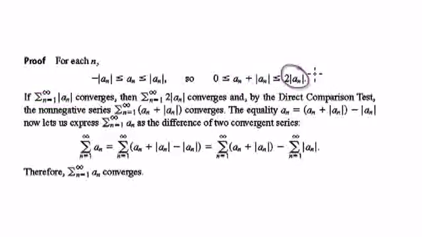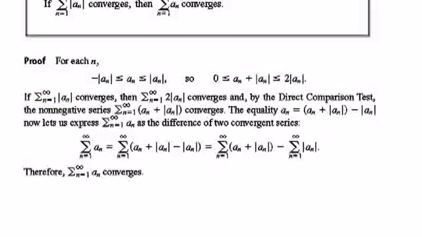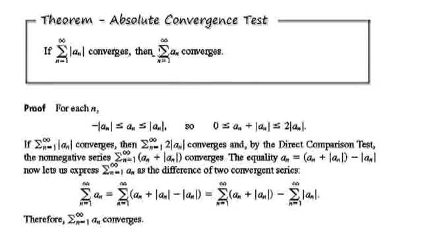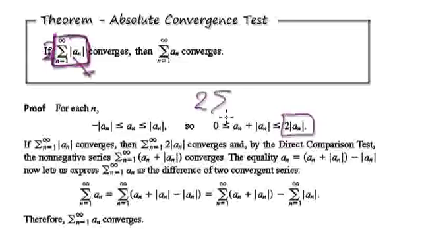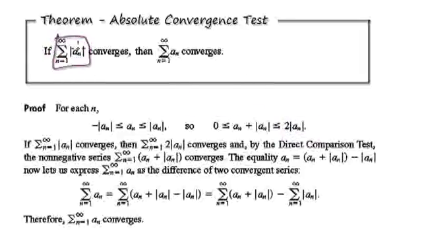So going back to the original theorem, it's saying if this thing here converges, then 2 absolute an here will also converge because it's a constant. So if this thing here converges, then this thing here will also converge. Now this thing here is bigger or equal to this thing here, and they're both above 0. So therefore this will also converge.